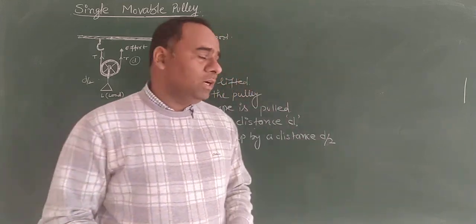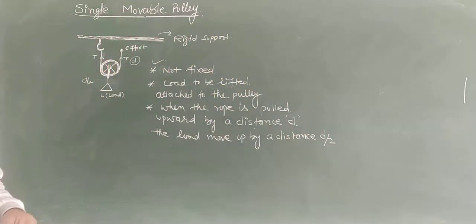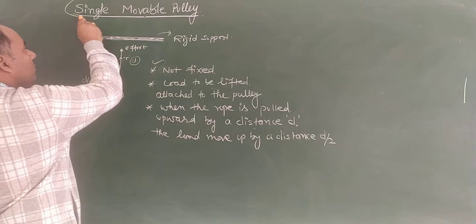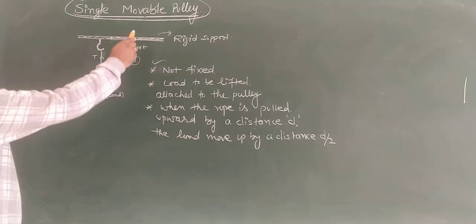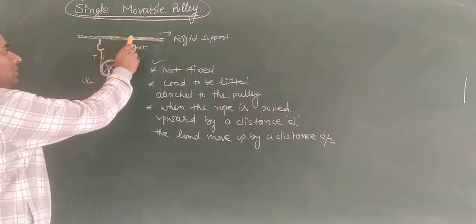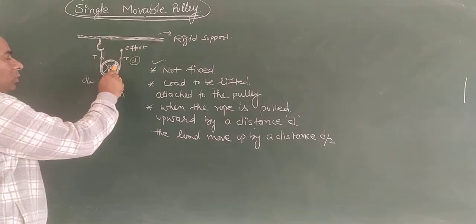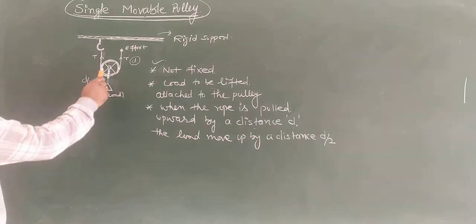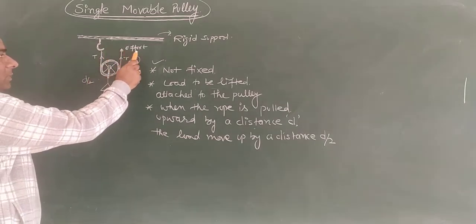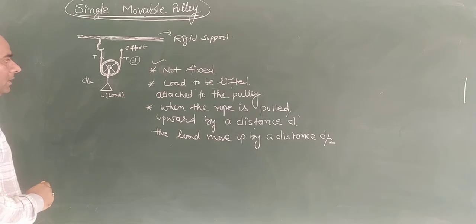We will study the single movable pulley. So first, what is a single movable pulley? A single movable pulley is not fixed to a rigid spot. This is your rigid spot, and this pulley wheel is not fixed to it. This pulley moves up and down when we apply the force.